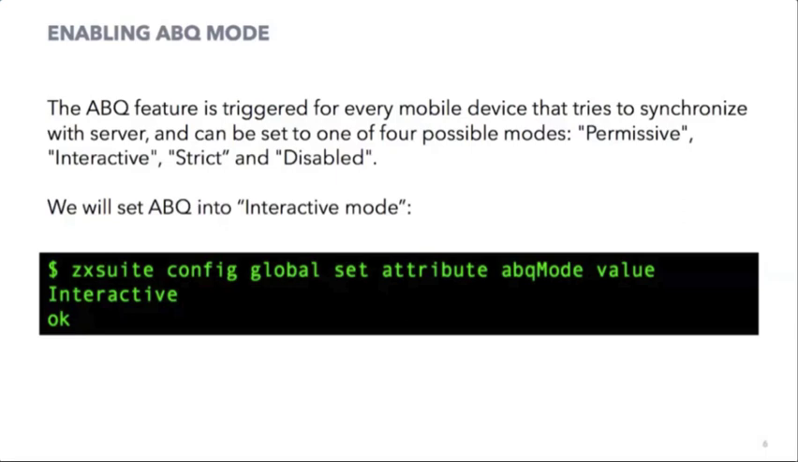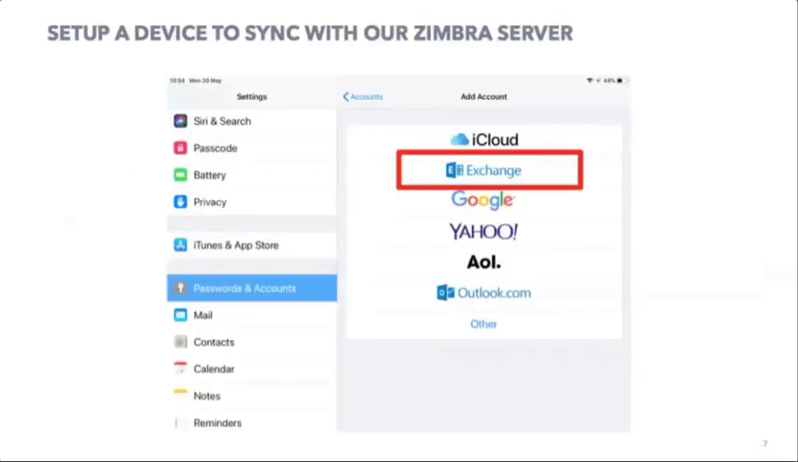So what we'll do here is I've set ABQ mode. Again, I'm using the CLI command line here to put it into interactive mode. This means that as an administrator, I will need to go and release devices that connect onto the server, because initially they'll be put into a quarantine mode. Once I've set that up, I can go to my device. In this instance, I'm using an iPad, and I'm connecting to the Zimbra server.